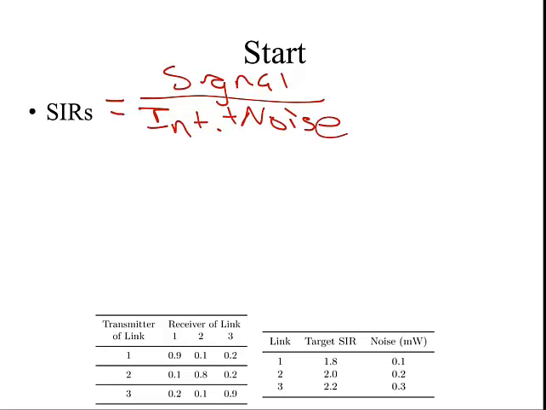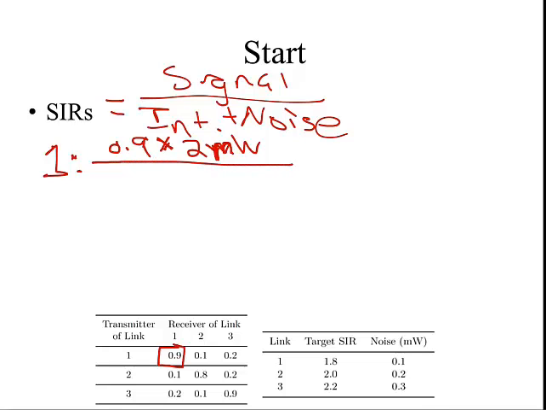And so we'll start off with link 1. And for link 1, the signal is the direct channel gain, which is 0.9, times the initial transmit power, which is 2 milliwatts, which is basically saying that we have 90% of that 2 milliwatts actually getting to the receiver.